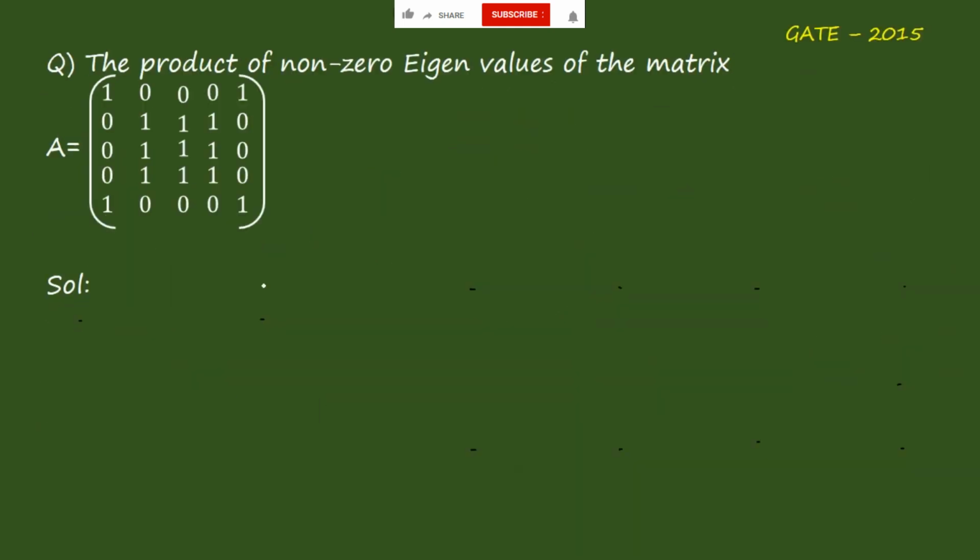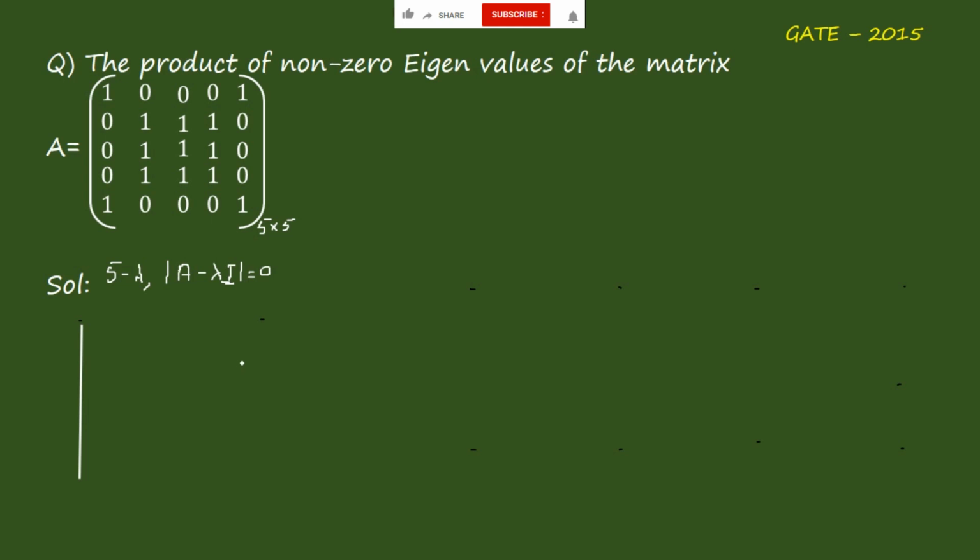Come to the next question. The question is the product of non-zero eigenvalues of a matrix. The matrix is given, it is a 5 cross 5 matrix, so we'll be having 5 different eigenvalues. Now how to find the eigenvalue is nothing but we have to find the determinant of A minus lambda I is equal to 0. So just substitute this here.